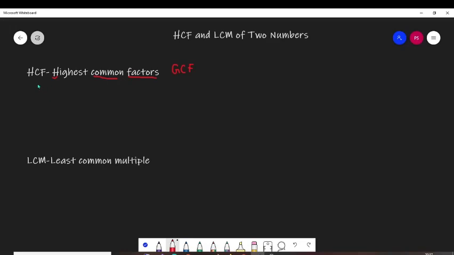Suppose we have to find out HCF of 10 and 18. So what will be our first step? First, let us find out their factors. So factors of 10 will be 1, then 2, then 5 and 10. These are the factors of 10.